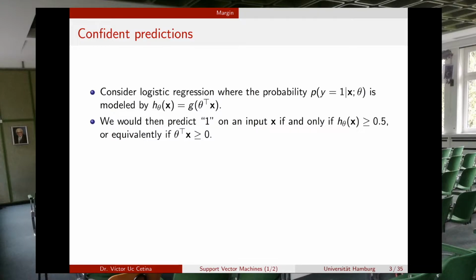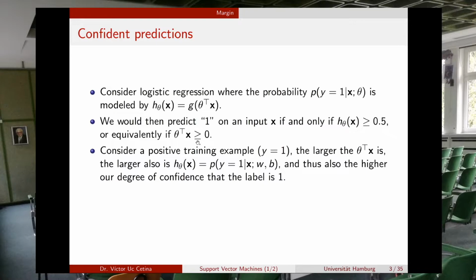Then we can predict a 1 if the input x, when you evaluate that x in the h, you get a value that is at least 0.5. Okay, when you have a 0.5 or larger. This is because of the shape of the logistic or the sigmoid function. And saying this implies that the dot product then is at least 0.